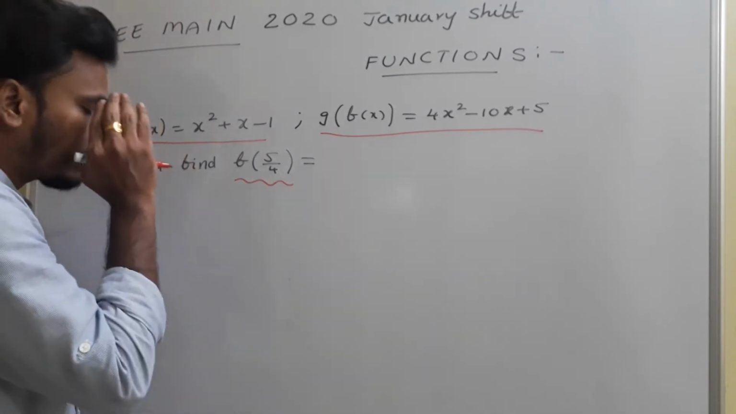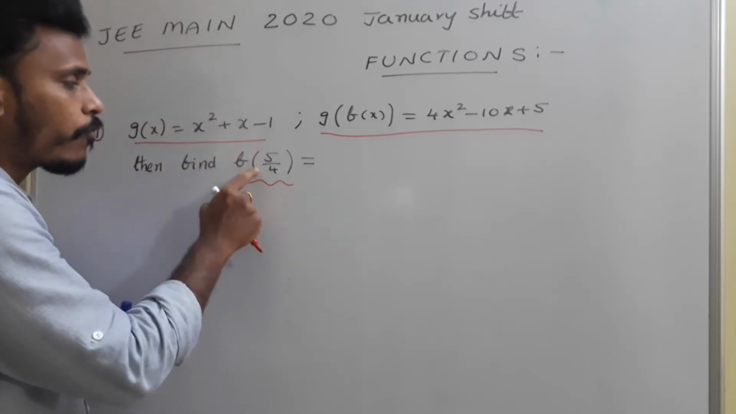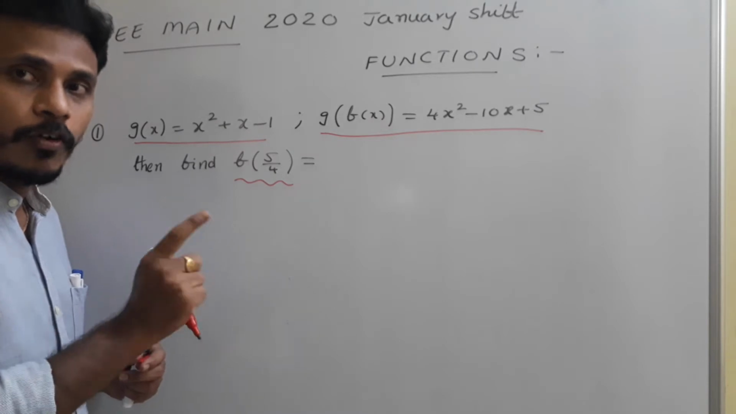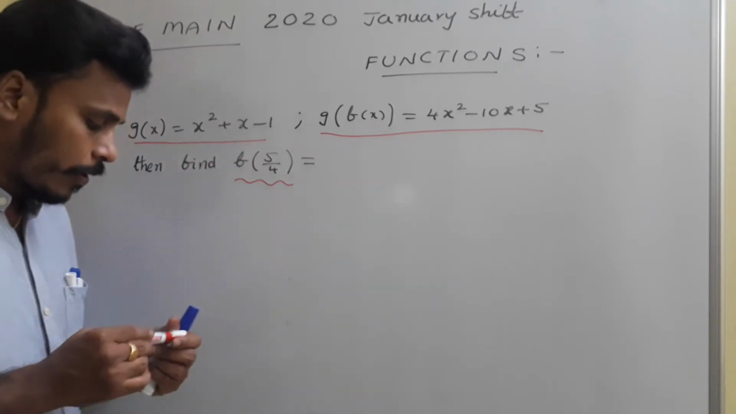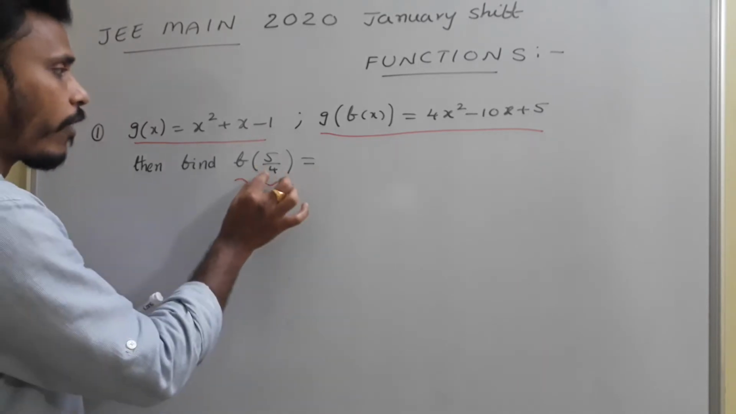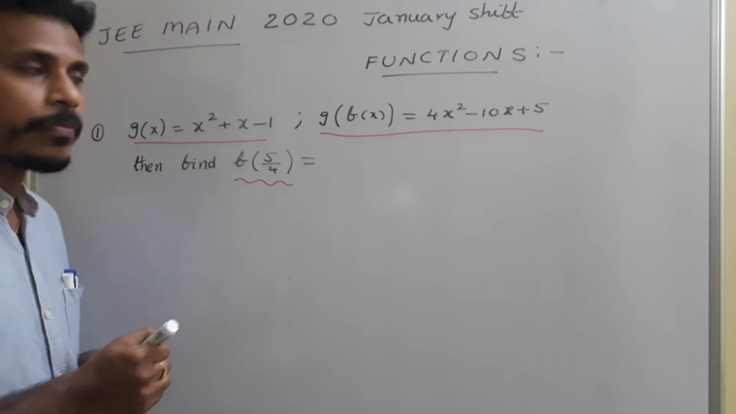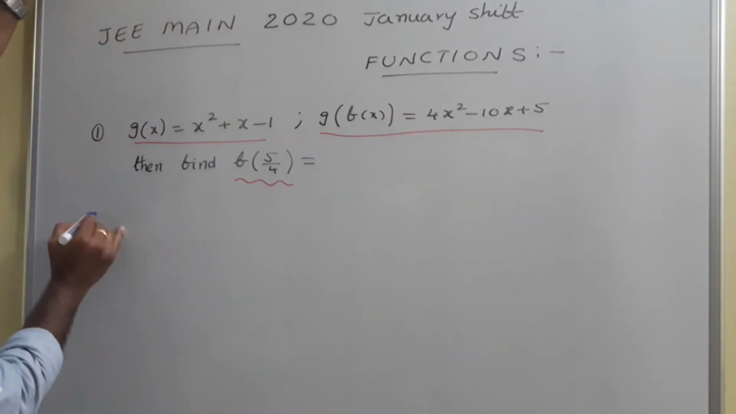See, you just pay attention on this f of 5 by 4. So f of x, we don't need that f of x. We need to calculate f of 5 by 4. Okay, right. For that, what I do is, first of all, you just take 5 by 4 in this expression directly. g of f of x is 4x square minus 10x plus 5.